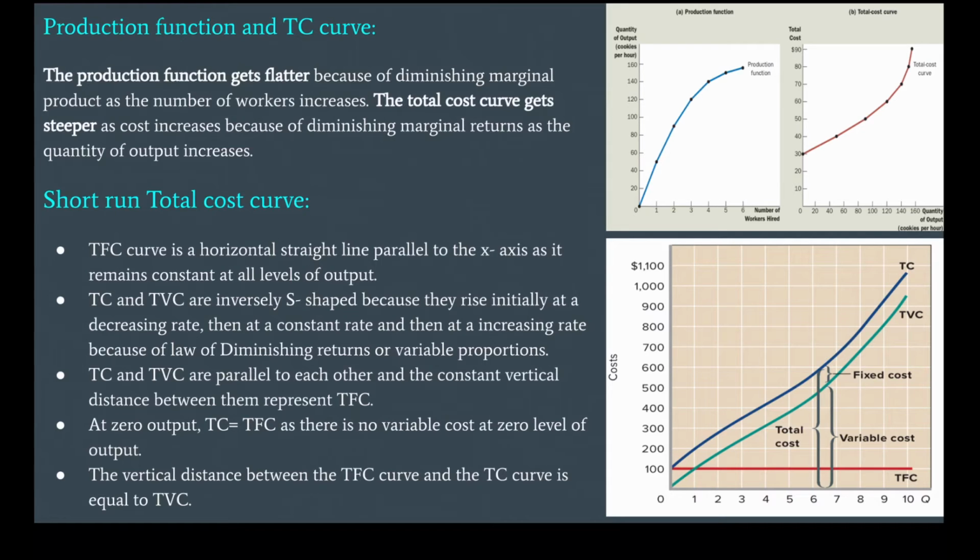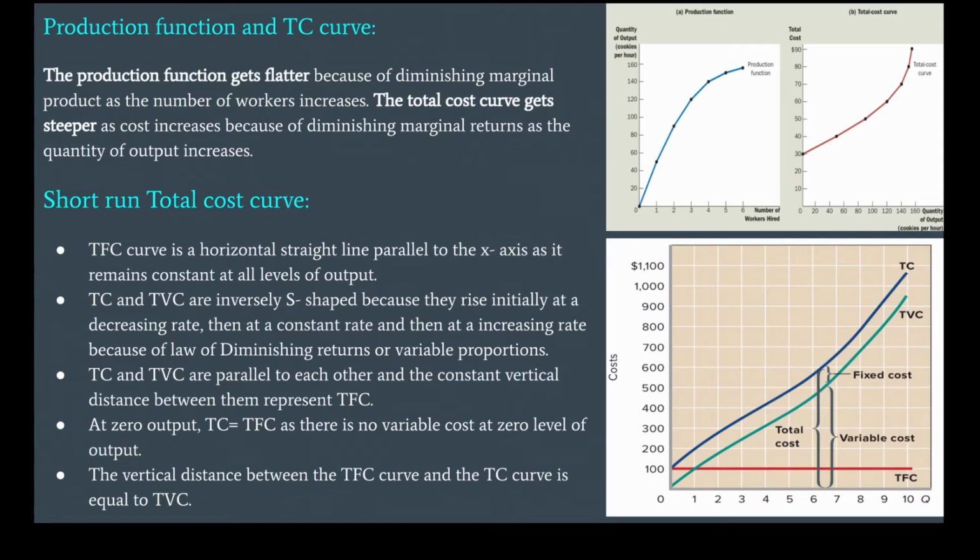Production function and TC curve. The production function gets flatter because of diminishing marginal product as the number of workers increases. The total cost curve gets steeper as cost increases because of diminishing marginal returns as the quantity of output increases. You can see the difference between the total production curve and the total cost curve.